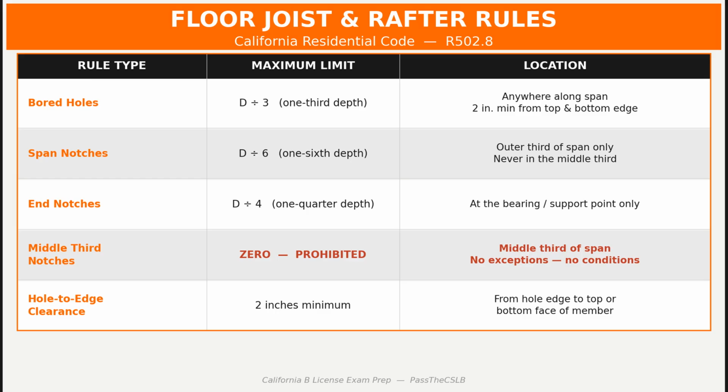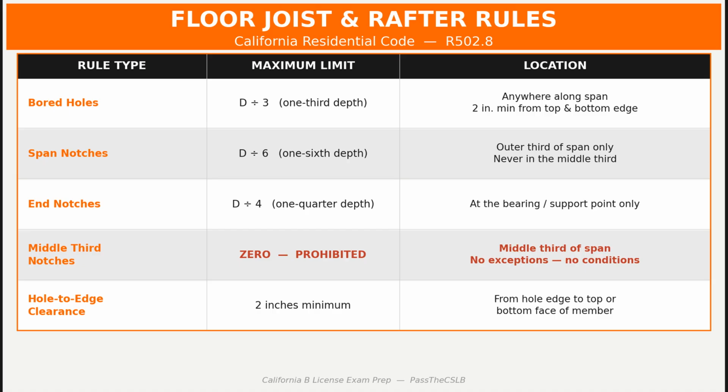Holes get the most room, 1/3, because a bored hole leaves intact material on all 4 sides of the penetration. Span notches get the least room, 1/6, because they exist in zones with real bending stress. End notches fall in the middle, 1/4, because the ends carry low bending stress compared to the span. Let me give you the complete rules so nothing is missing.